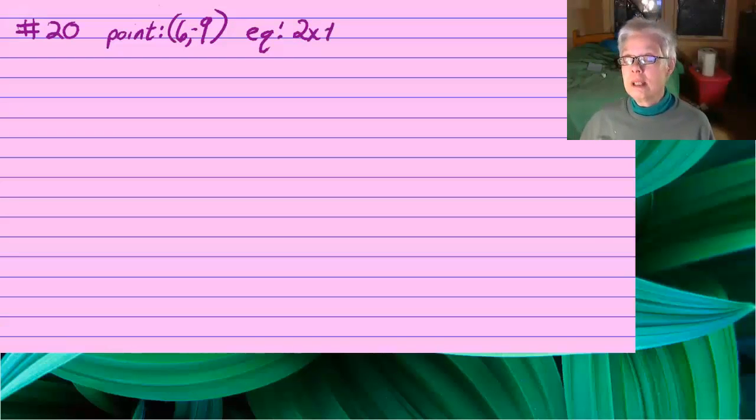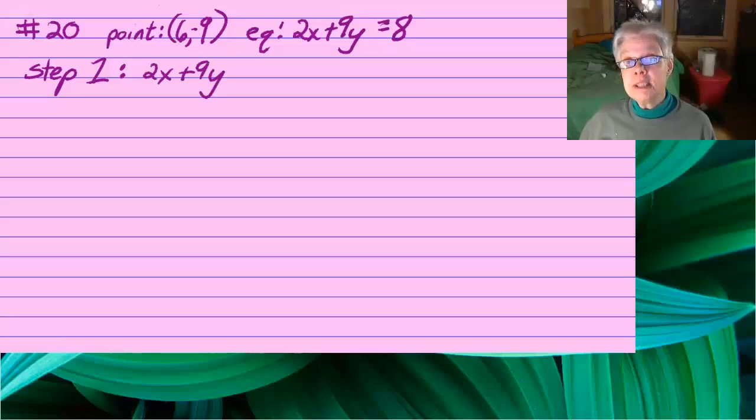So here we go with number 20. The point is (6, negative 9), and the given equation is 2x plus 9y equals 8. Step 1 will be to use 2x plus 9y equals 8. Parallel lines have the same slope.